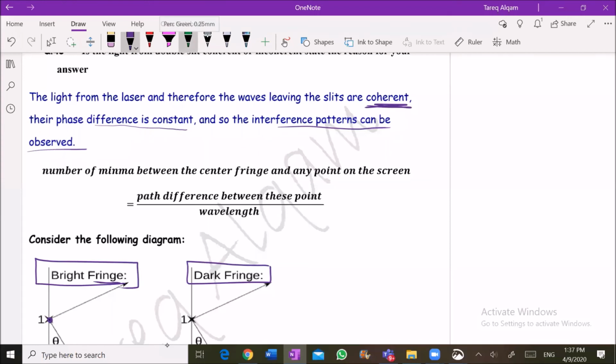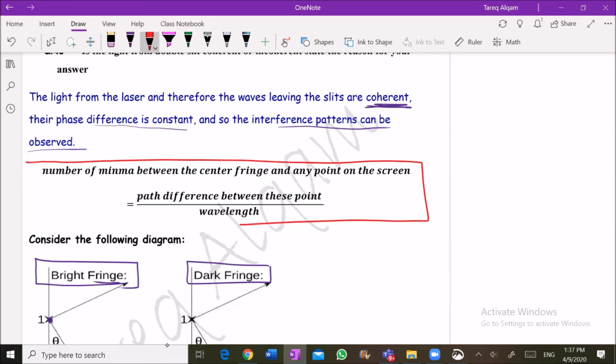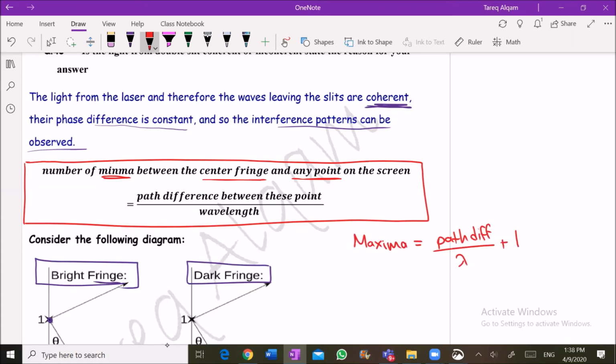Okay, come with me here. If I want to find a number of minima between the center fringe and any point on the screen, I take the path difference over what? Over the wavelength. And how do I calculate the maxima? Plus 1, meaning the path difference over the wavelength plus what? 1. Is that clear? Any question guys?